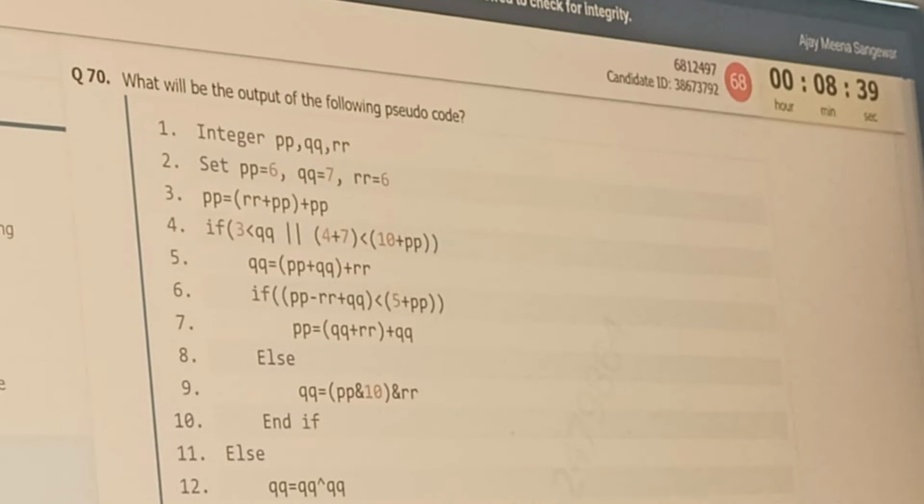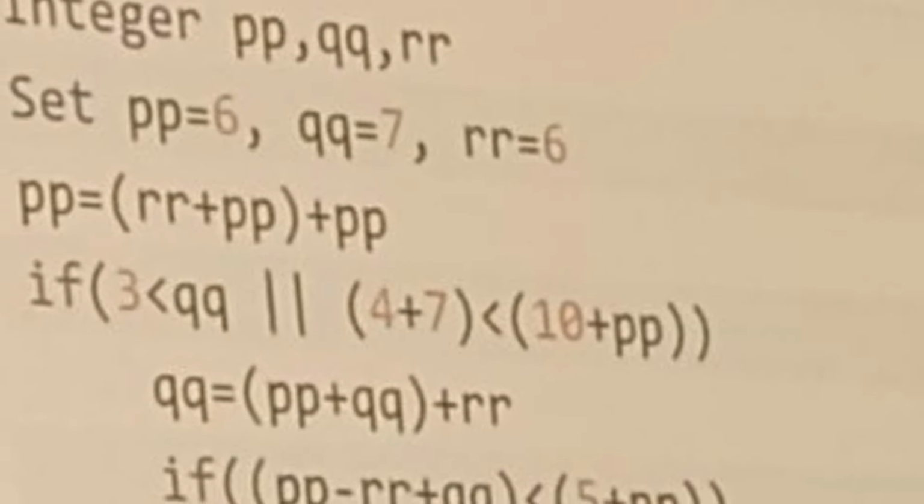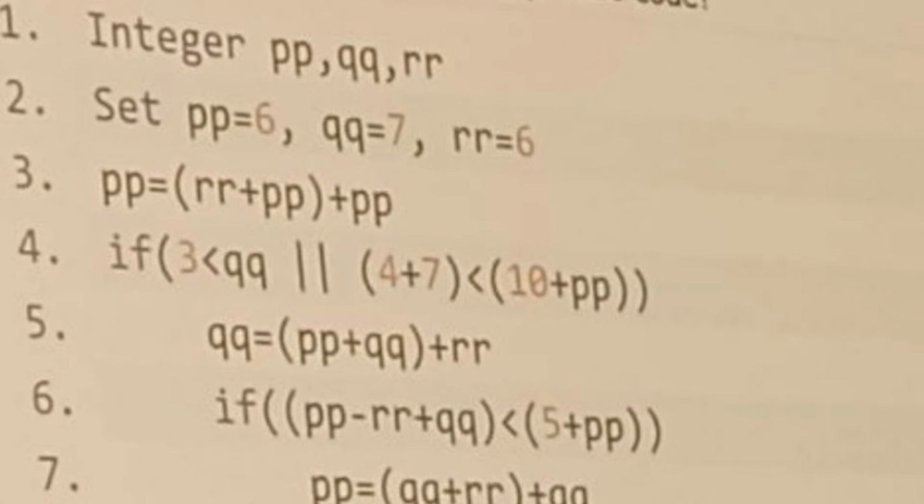I hope you already solved the problem. At first the values of p, q and r are initialized, and the value of p is re-initialized. So r plus p plus p, this becomes 12 plus p which is 6, so this becomes 18. So the value of p becomes 18.